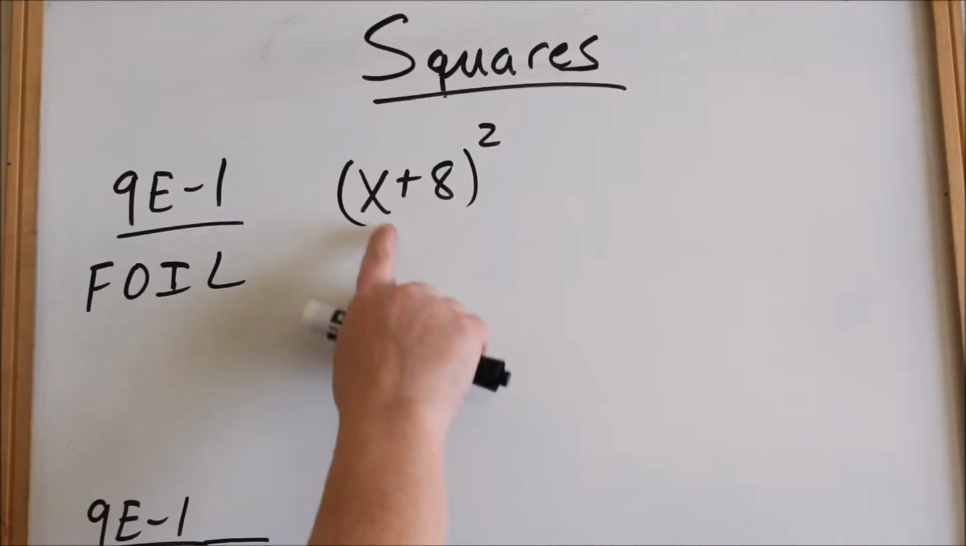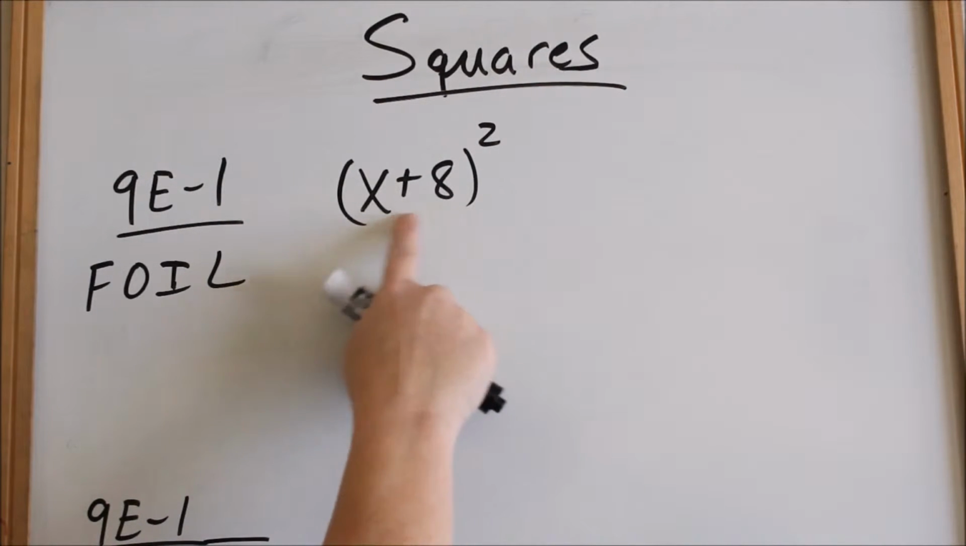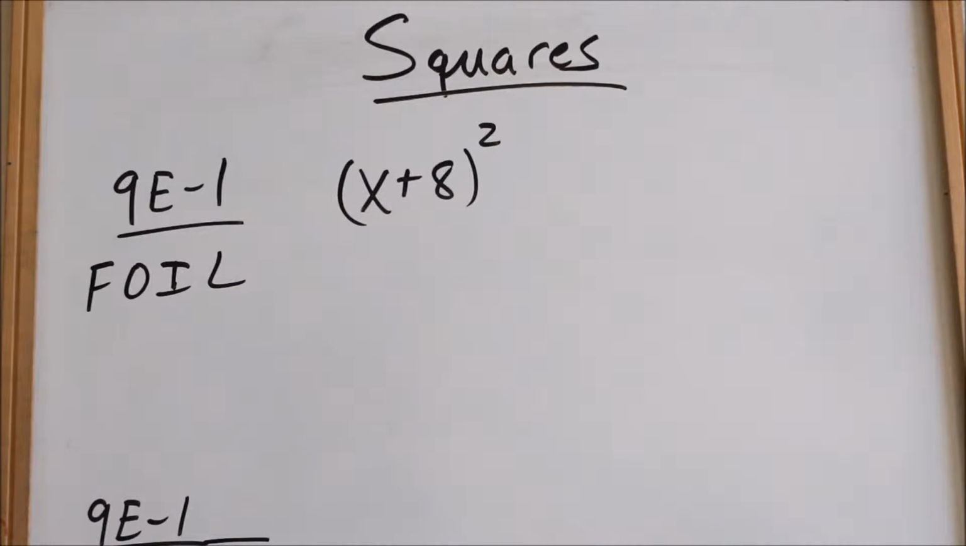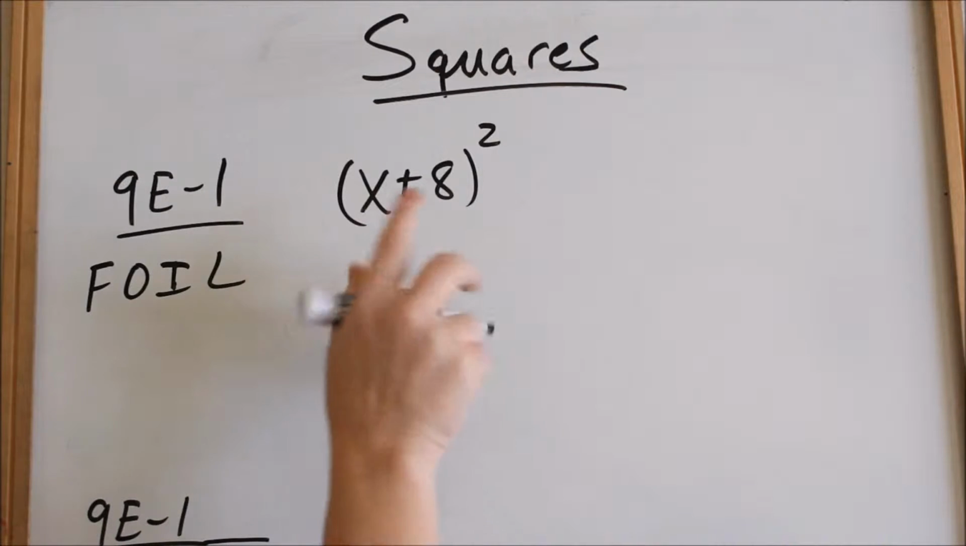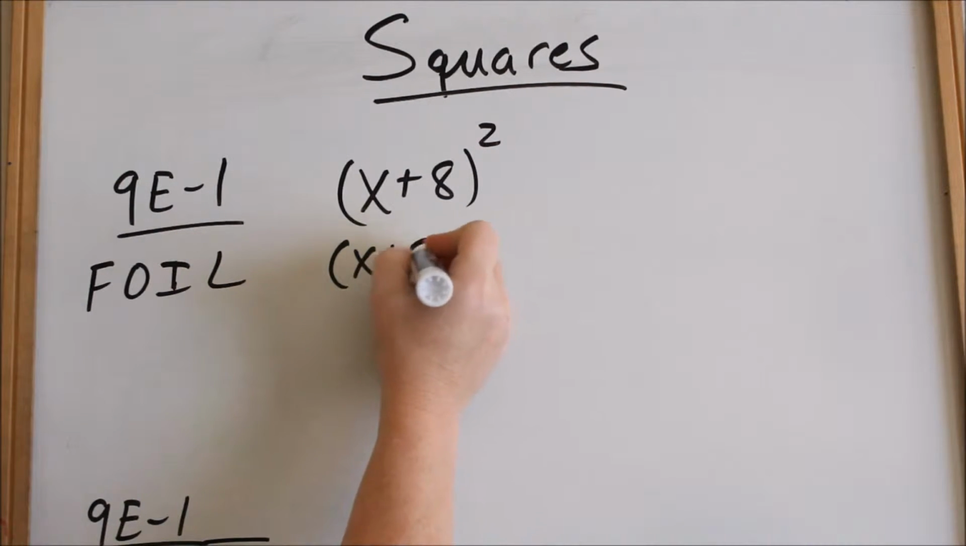Okay, we're going to be doing squaring binomials. Remember, when you have two terms, this is called a binomial. So this is a binomial square. So in reality, when you square something, you just multiply it times itself.